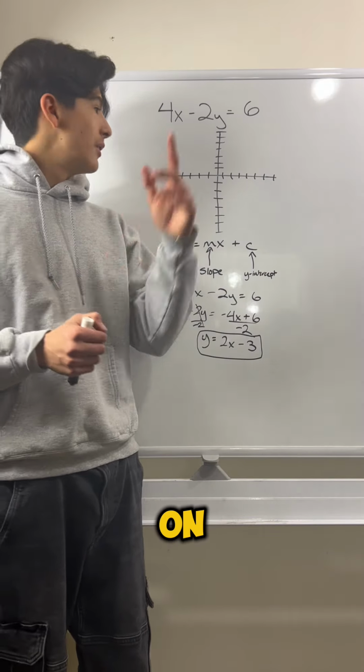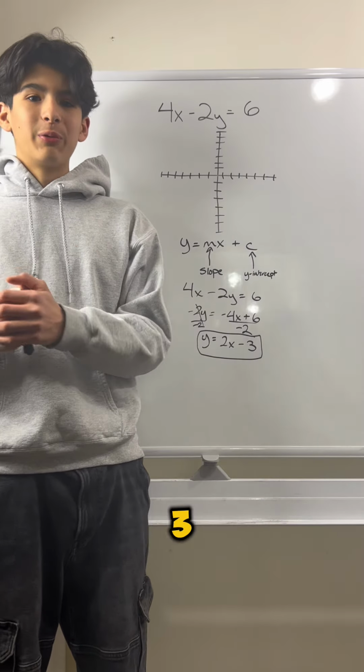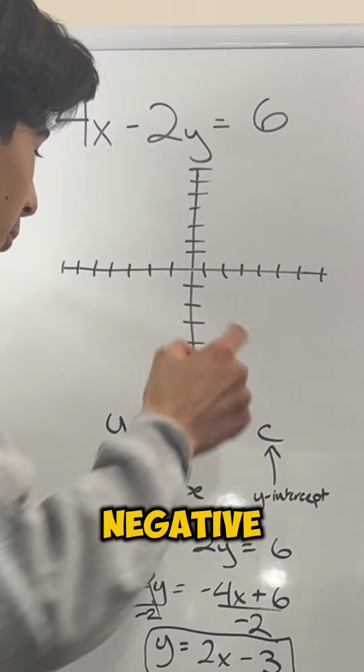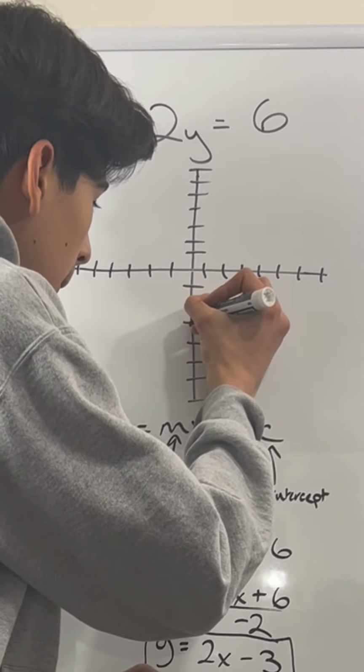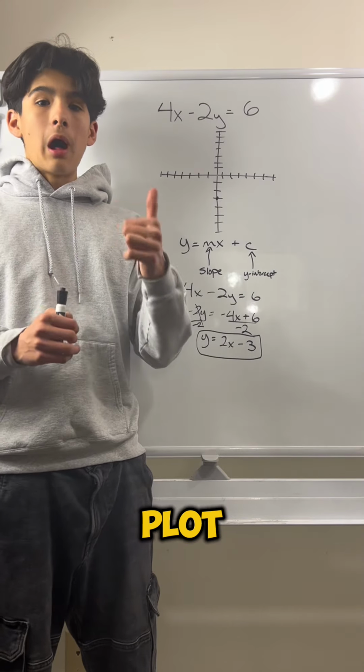We're going to plot a point at -3 on the y-axis. Or you could think of it as 0, comma -3. So, I'll start from 0, -1, -2, -3. There you go.